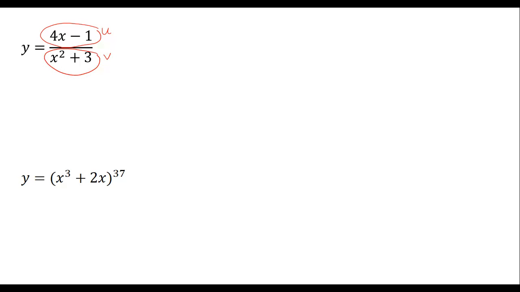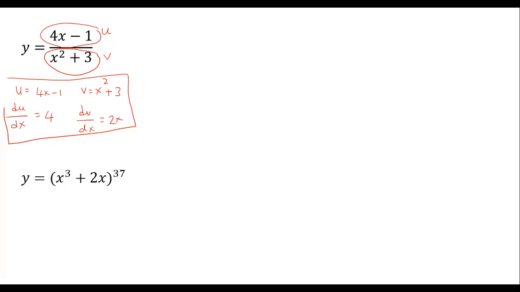In this case you have u equal to 4x minus 1, and then you find your du dx. In this case you have only 4. Then your v is x square plus 3, and you find the first derivative for your v. Now it becomes dv dx equals 2x.